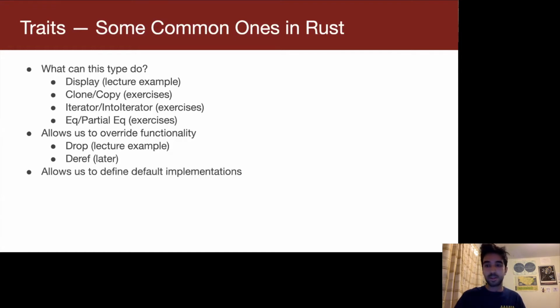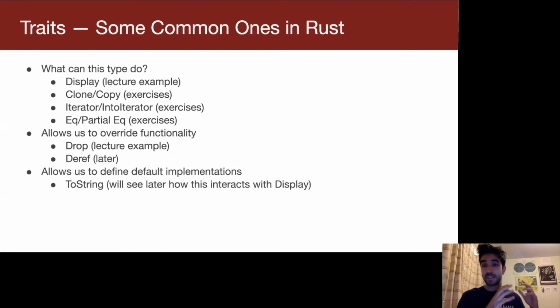And then it also allows us to define default implementations. Like with toString, we'll see how if something implements display, we can automatically implement toString for it, because display works with a buffer. What I can do is create some sort of string buffer type thing, write to it, and just return that string. So these are very powerful, flexible ideas. This is all very abstract, by the way. I haven't shown you any code yet. I'm going to show you code really soon.